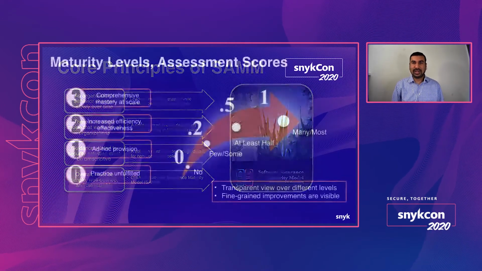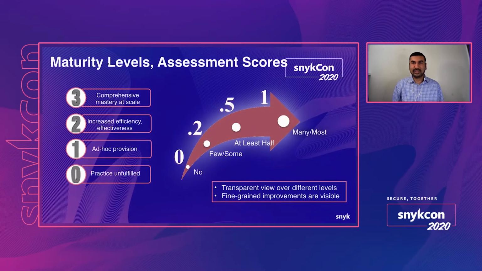Now, let's look at maturity levels and the assessment scores. SAM is defined in 3 levels of maturity: ad hoc provisioning, increased efficiency, and comprehensive mastery at scale, mainly through automation. Unlike other security maturity models and SAM predecessors, there are 4 levels of assessment scores for each security activity, which make fine-grained improvements very visible. No implementation, implementation across few or some of the projects, implementation across at least half of the projects, and implementation across many or most projects.